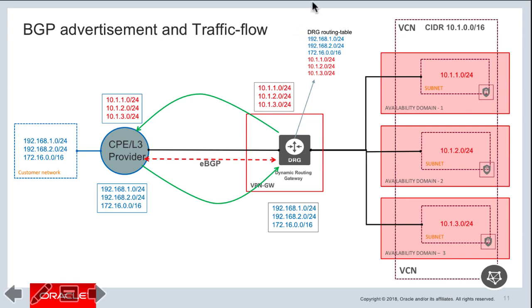Right now, the dynamic routing gateway routing table has all the routes as part of its routing table, so it can get to the directly attached network, and it also can get to the private IP addresses in your customer data center, as it has them in its routing table as well.